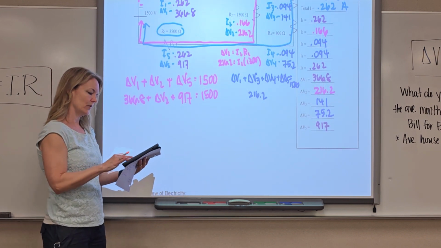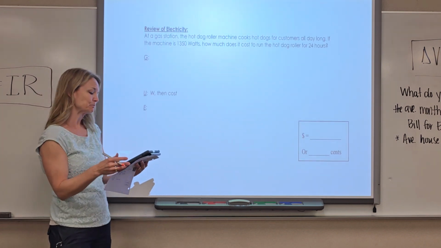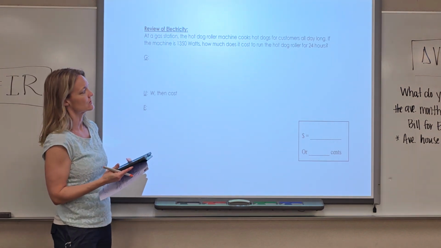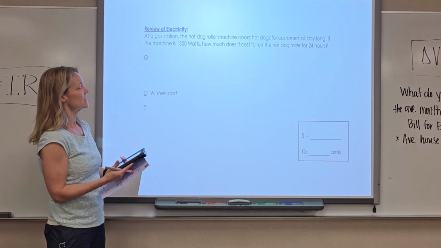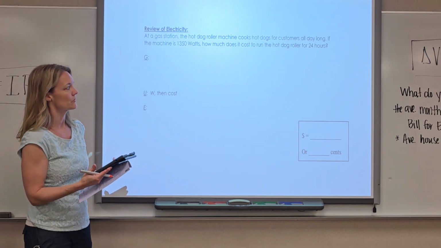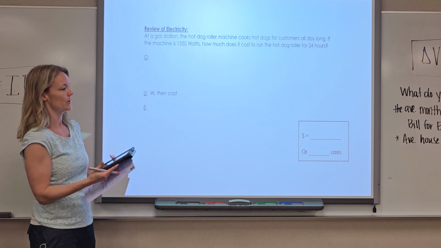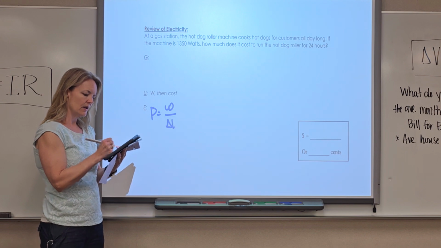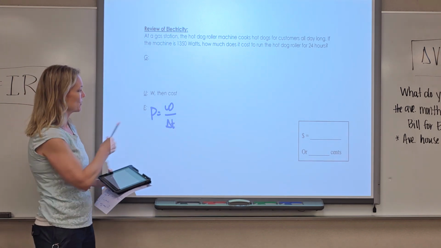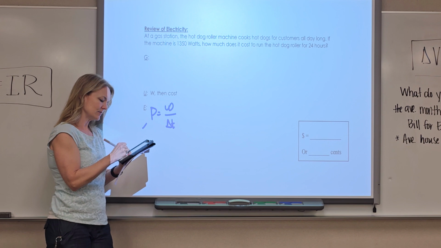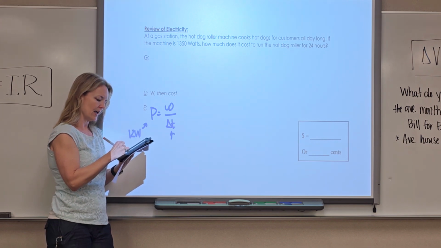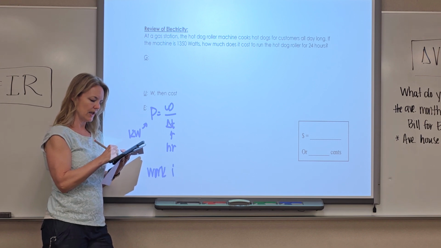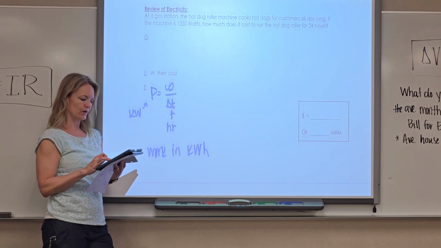Now, we are also going to review electricity. So at a gas station, the hot dog roller machine cooks hot dogs for customers all day long. The machine is 1,350 watts. How much does it cost to run the hot dog roller for 24 hours? Okay, so anytime we're looking for cost, the only equation that we use is our power equation. Power has to be in kilowatts and time has to be in hours so that we can solve for the work in a kilowatt hour.